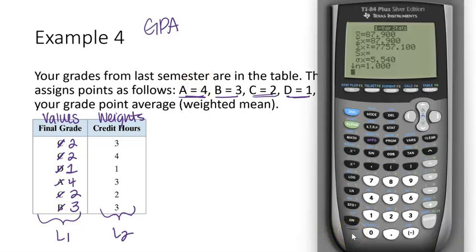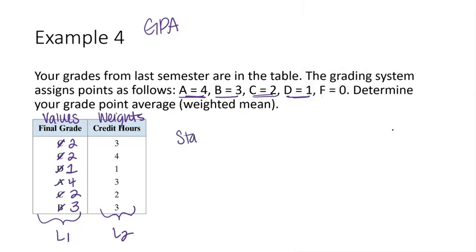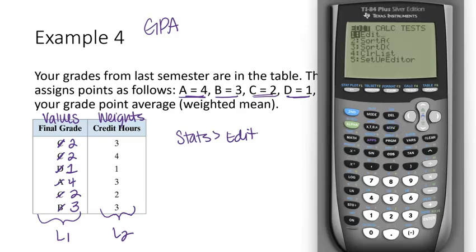And we're going to find our GPA, aka our weighted average. So start off with Stats, Edit. Now we already have data in that first list, so you can go up and highlight L1 and then hit Clear, Enter. Scroll up to L2, hit Clear, Enter. Now, in our first list: 2, 2, 1, 4, 2, 3, our values.